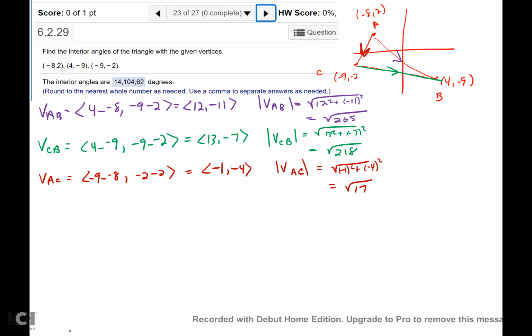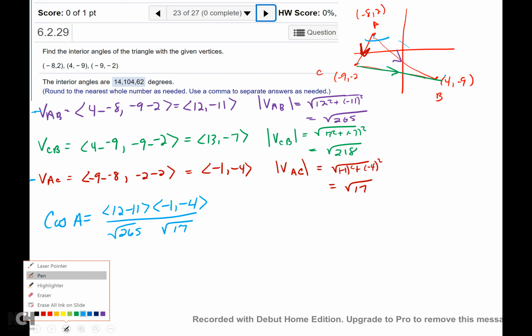So now we can proceed correctly this time. So if I want to find A, that's between AB, this guy, and AC, this guy. So I take that vector, 12, negative 11, times this vector, negative 1, negative 4, over the magnitude, square root of 265, and the magnitude of that was 17. So that gives me cosine A, which color's here?